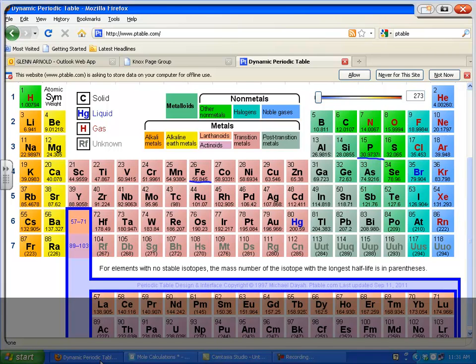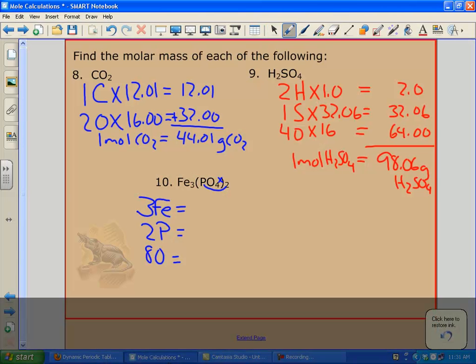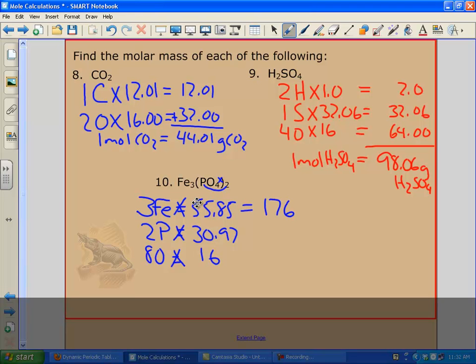I jumped over here so you can see iron 55.85, phosphorus 30.97, and this is ptable.com. Super useful website. So we've got those, and those should all be times, not equals. Sorry about that. I think I'm going to fix that here in a second. So iron's 55.85, phosphorus is 30.97, oxygen, of course, is 16. And most of the time we can do some of these in our head, but I'm probably going to need a calculator for these.